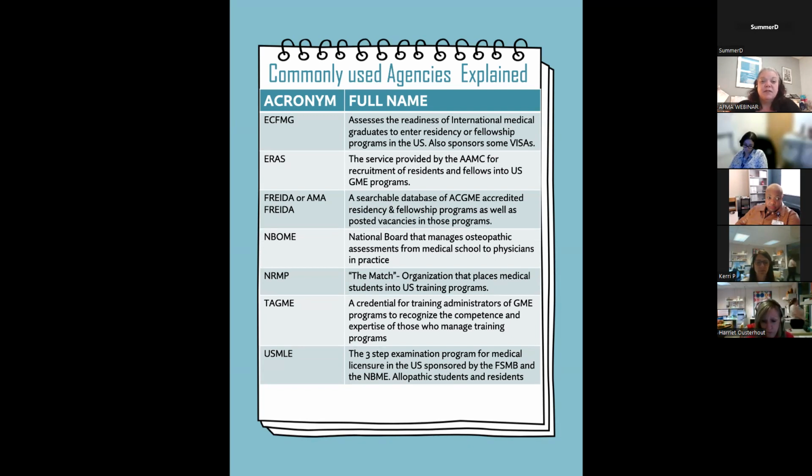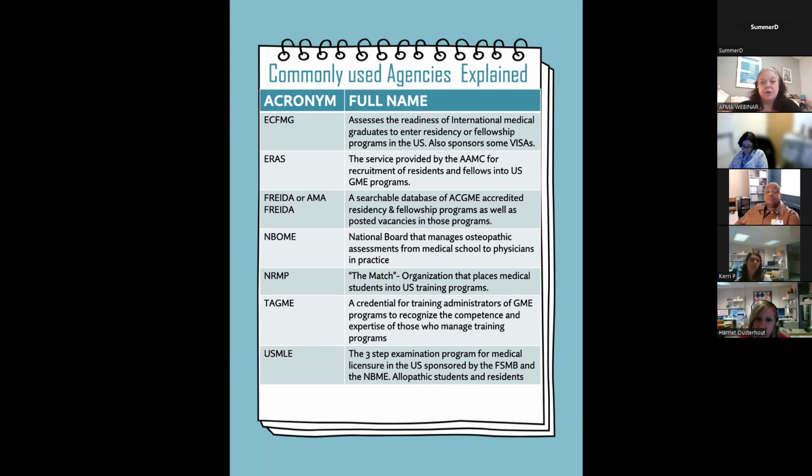ECFMG. This assesses the readiness of international medical graduates to enter residency and fellowship programs in the US. They also sponsor some visas. They mandate what foreign medical schools that are not accredited by either LCME or the osteopathic boards, to make sure that all of the requirements are met prior to them being able to apply for a US program. So that's the ECFMG.